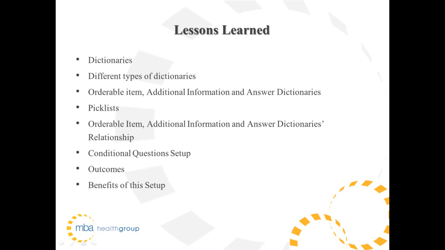To summarize this presentation, I would like to recap what has been learned today. Dictionaries as a whole and their purpose within Allscripts Enterprise EHR. Different types of dictionaries: orderable item, additional information, and answer. Pick lists and their purpose. The relationship between these three dictionaries: orderable item, additional information, and answer. Conditional question setup. Outcomes that can be produced by these three dictionaries. And benefits of this setup.